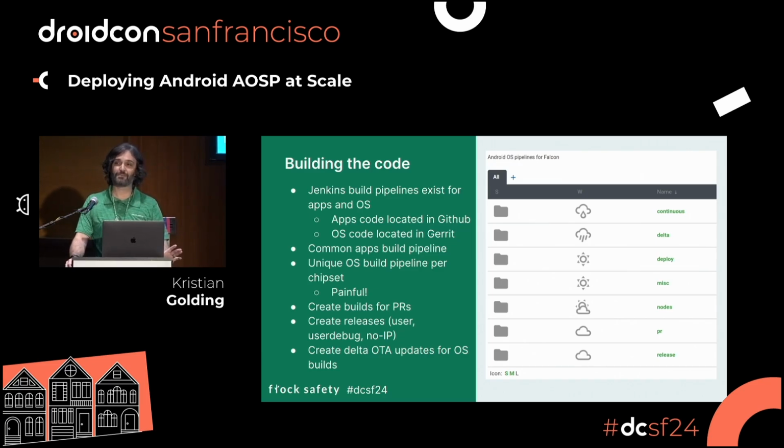We have a common apps build pipeline, so we go off, build the apps. We get all the apps for the different products that we have. But we have a unique OS build pipeline right now. This is painful. So if you consider an AOSP source tree as a polyrepo, we have 3 of them, so we have polyrepos.